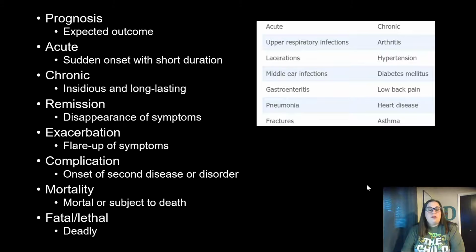Another important term is mortality. This is being mortal, or subject to death. The mortality rate of a particular disease tells us how often, or what the percentage is or the chances are, that death will occur. If a disease is considered lethal or fatal, that means it is deadly. This would mean the prognosis is not very good for that individual.